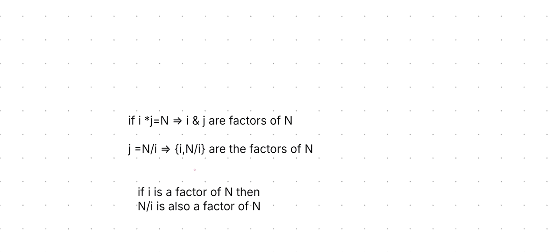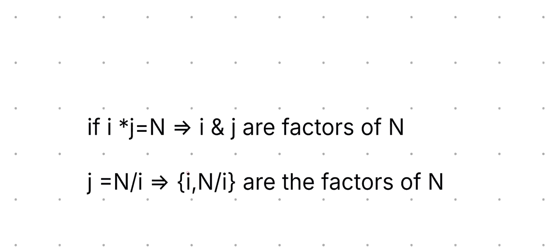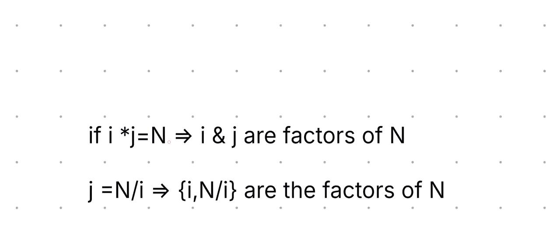Now we will go with a different approach, okay? This is a different approach. And here, what happened? We can say if i into j equals n, for example, we have an input of 24, and if we want to check the factors, 1 into 24 equals 24. It means 1 as i.